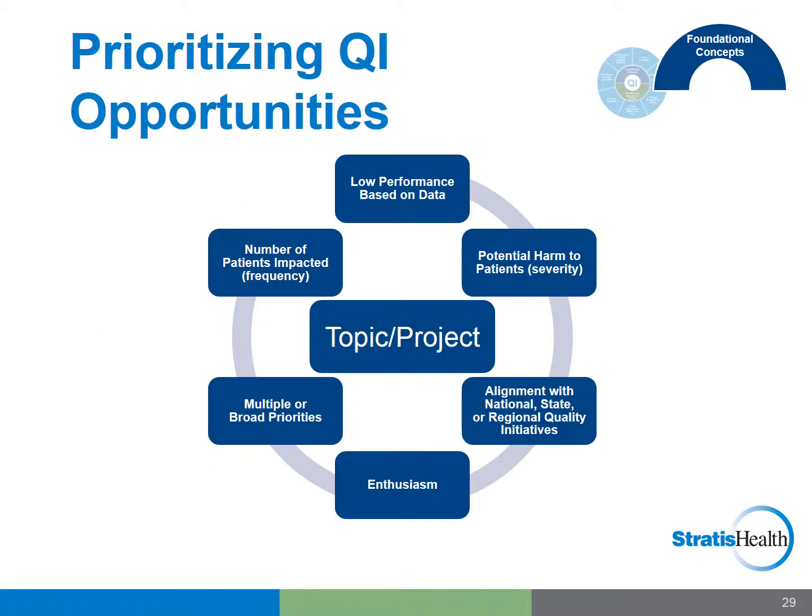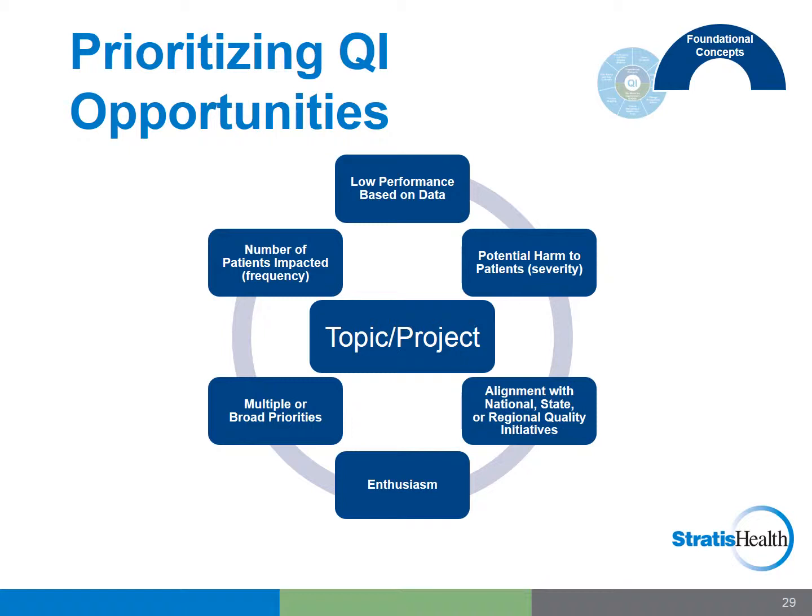There are numerous opportunities at our facilities where the quality improvement methodology can be applied. As you develop a list of QI projects, consider the list of factors here that will help you narrow and prioritize your list. We'll start at the top of the diagram and work our way around it clockwise.